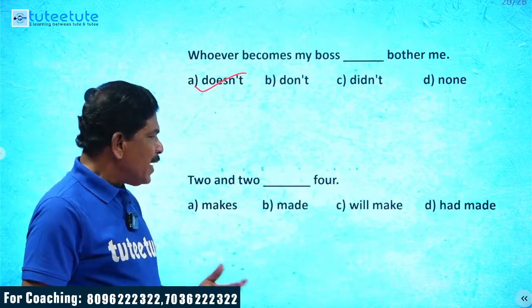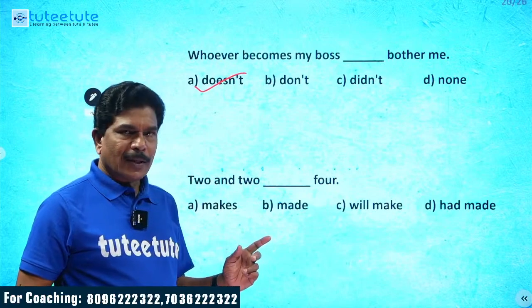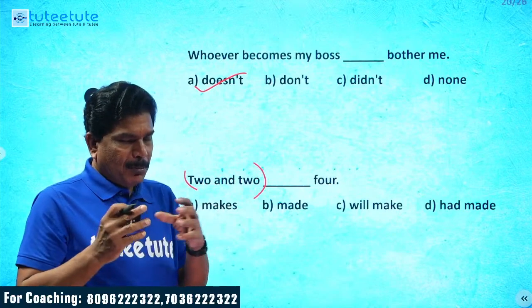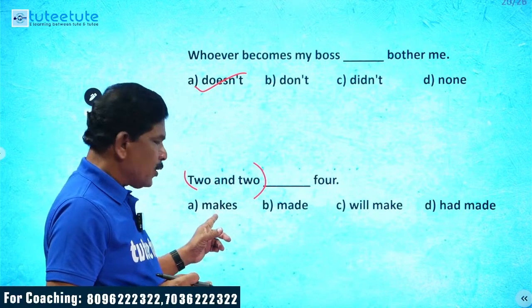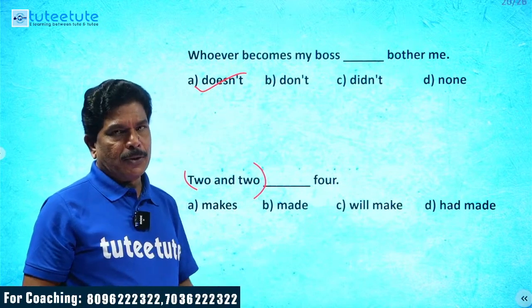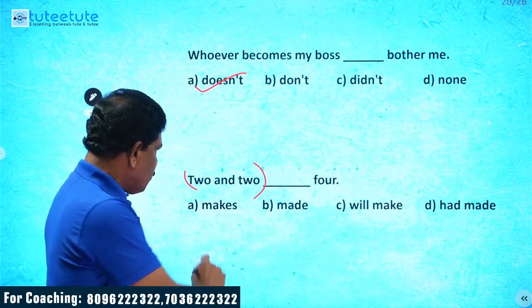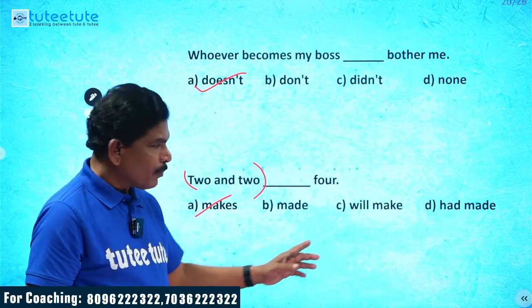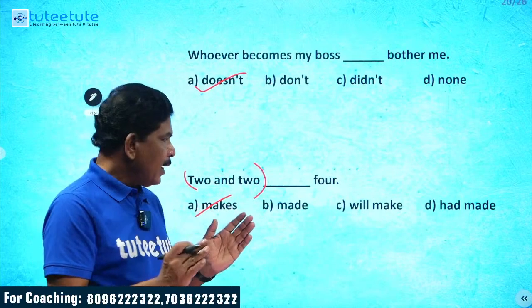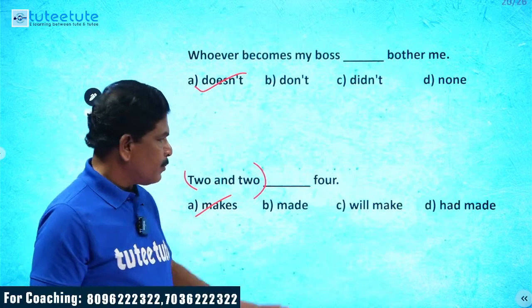Then 2 and 2, 4. Either makes, made, will make, had made. Which is correct? Actually, makes is correct. 2 and 2 makes 4 is a mathematical combination. You can take the singular form. Even if you say make, that would also be correct. You can say 2 and 2 make 4 and 2 and 2 makes 4. Here we have got only makes. Make is not given here because make also would be correct here. So makes is correct. When you say 2 and 3 makes 5 or 2 and 3 make 5, both are correct.